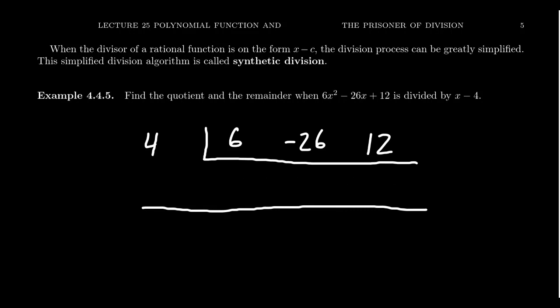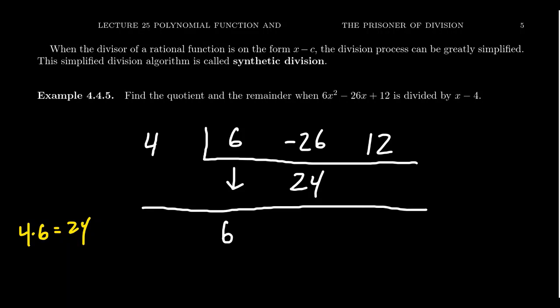Now the first step when it comes to synthetic division: you look at the leading coefficient, and you just drop it down. So you're just going to write down a 6. Great. The next step is we're going to take the number 6 and the number 4, and multiply them together. So we get 4 times 6, which is equal to 24. And then we write that in the next column over, which is 24 right here.